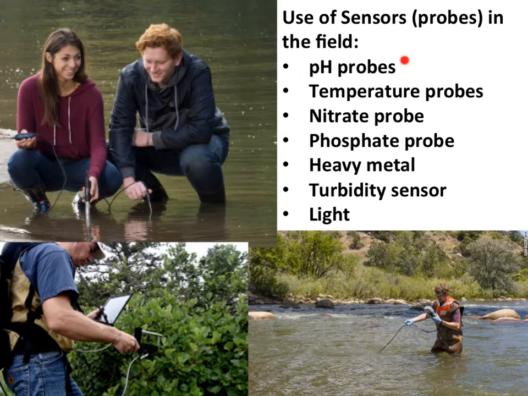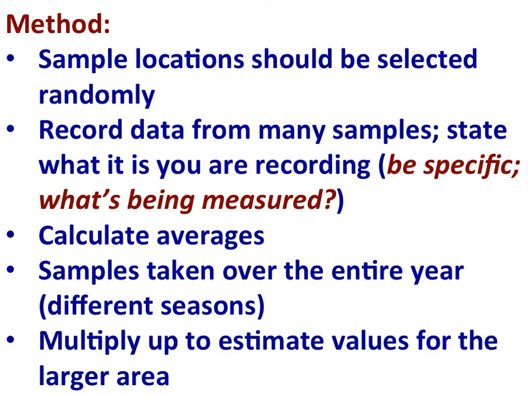There are pH probes, temperature probes, nitrate, phosphate probes, metal probes, turbidity sensors, and light probes, and one could use a rain gauge to measure rainfall. This basic method applies to most, if not all, field investigations, whether measuring the non-living, the abiotic, or the living, the biotic. The sample locations should be selected randomly.